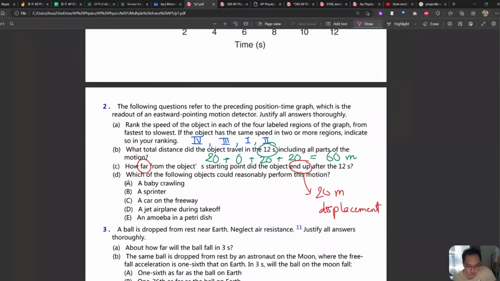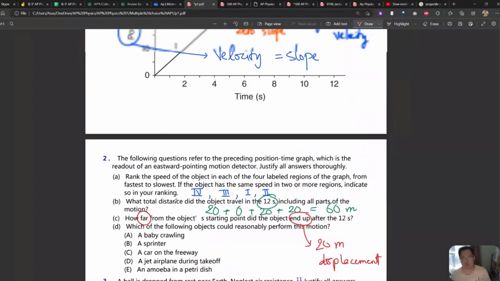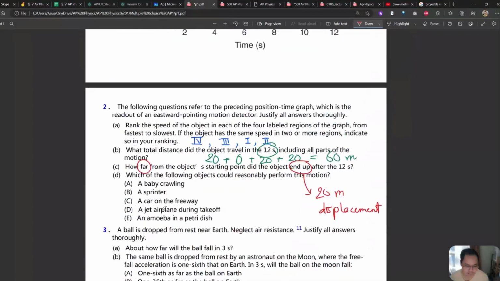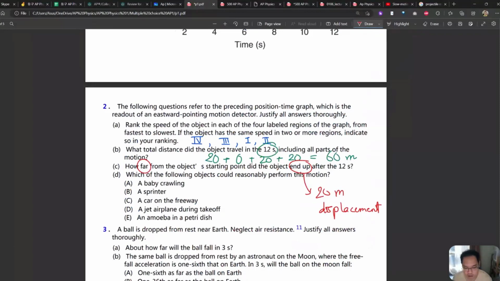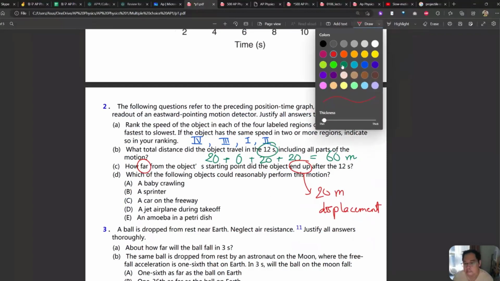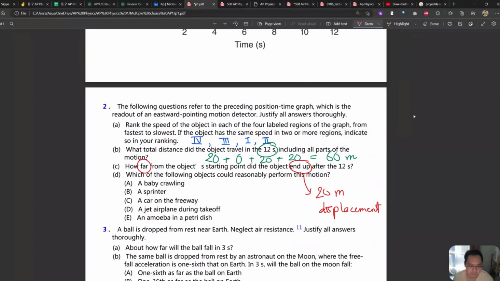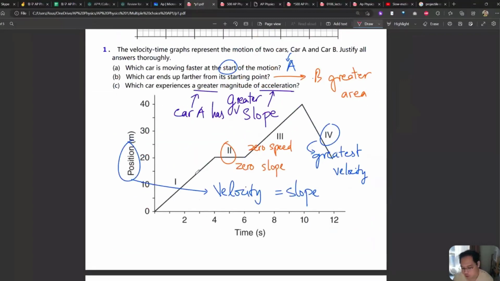Question D. Which of the following objects could reasonably perform this motion? Baby crawling, sprinter, car on the freeway, a jet airplane during takeoff, and amoeba in a petri dish. Airplane. I think the speed is too low for an airplane. You see, we calculate the speed by dividing the distance. For example, for the first part, the distance is 20 meters, divided by 4 seconds. So that is too slow for an airplane.